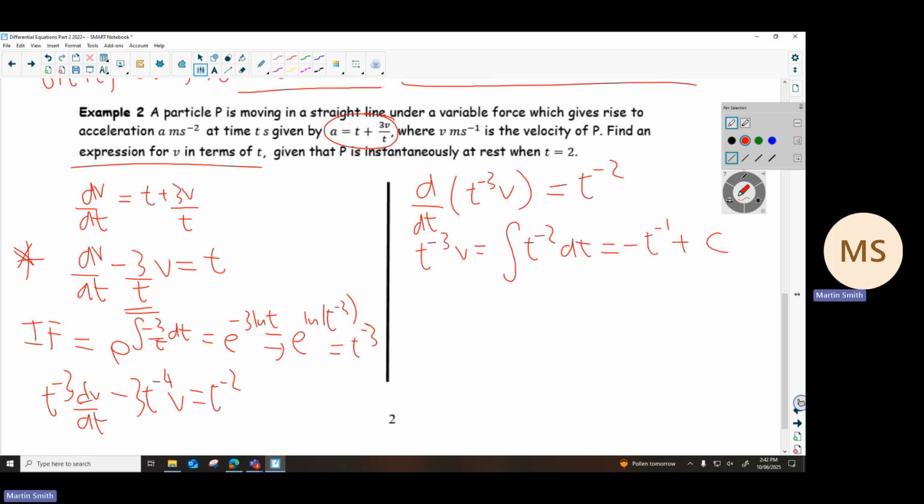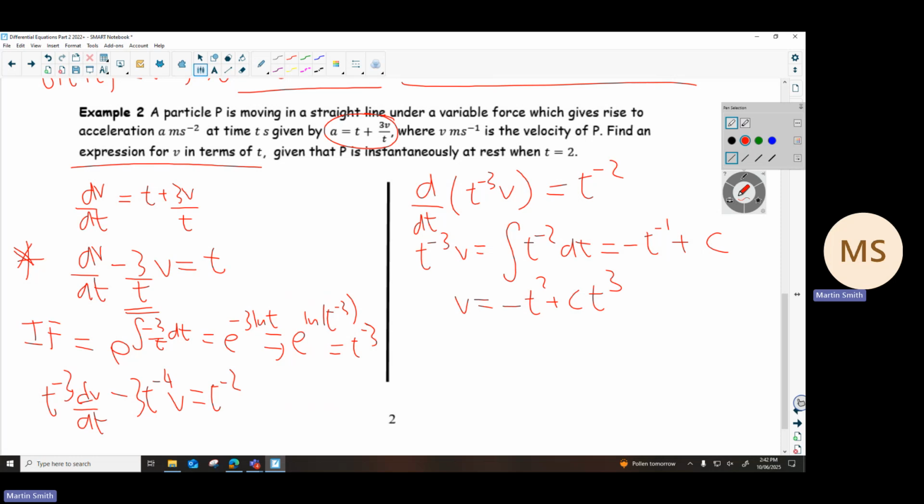A c is needed at this stage. Now, what I'm going to do before I work out c is I'm just going to make v the subject. T to the minus 3 is 1 over t cubed. If you multiply everything through by t cubed, you will get v is minus t to the minus 1 times t cubed, which is t squared, plus c t cubed.